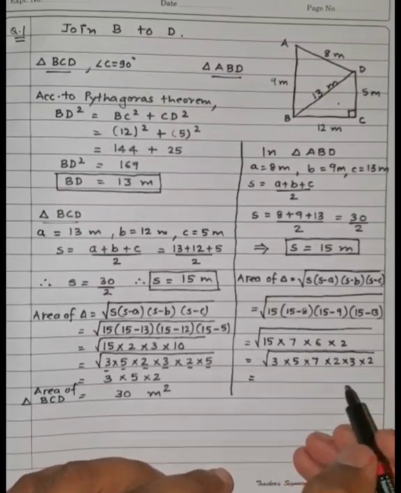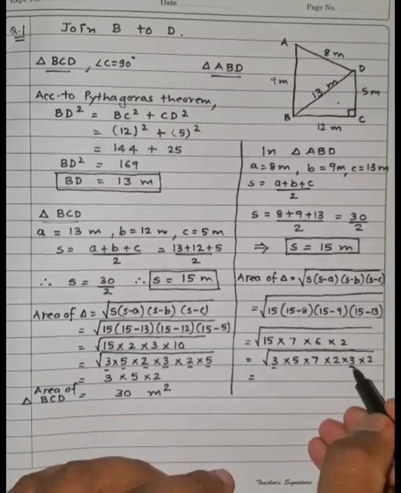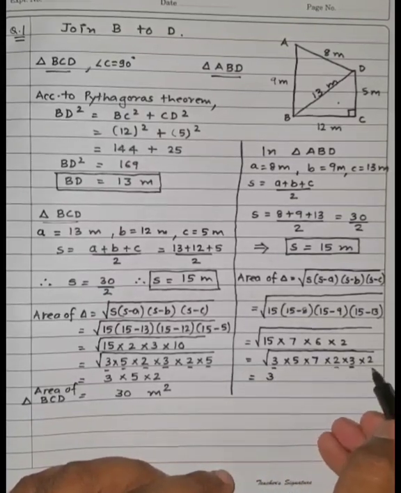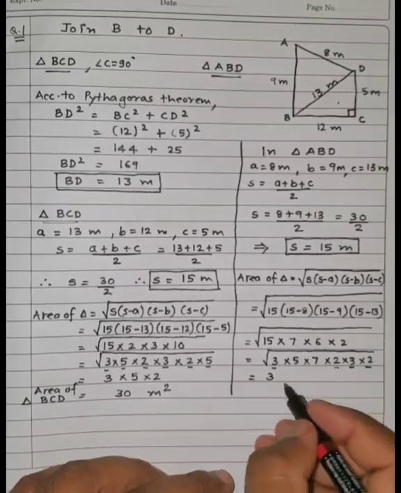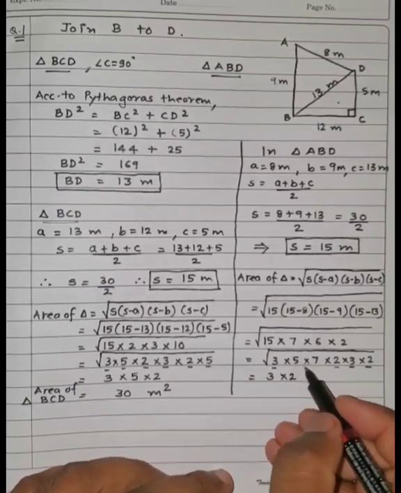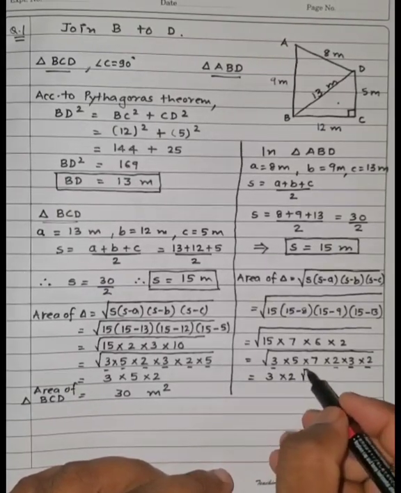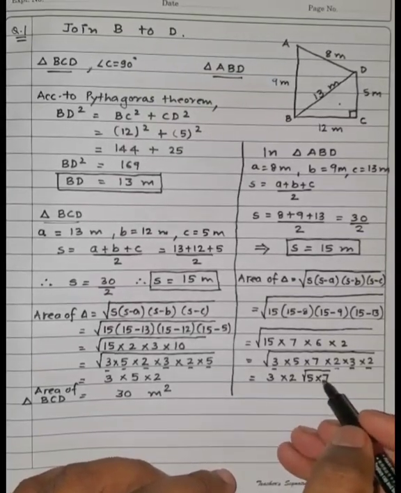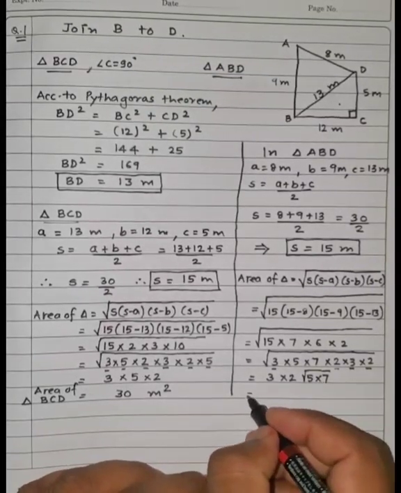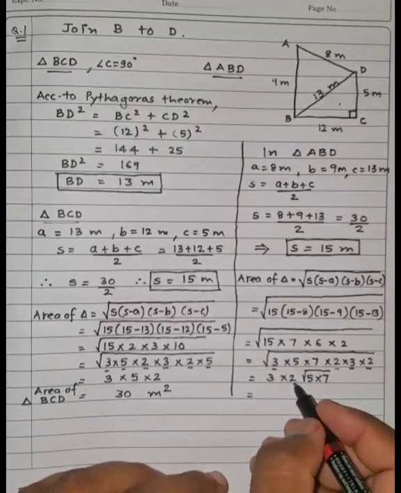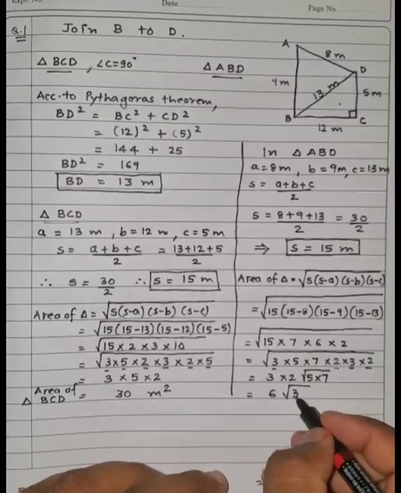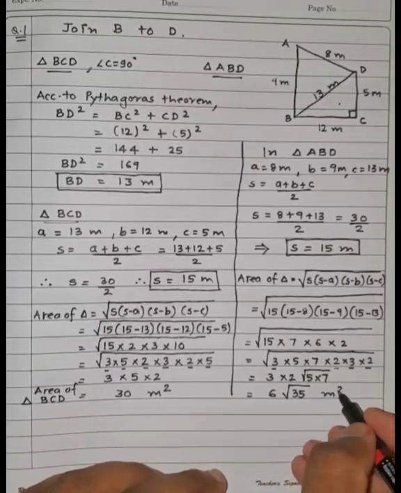Let me make the pairs. 3 forms a pair, so written once. 2 forms a pair, so written once. 5 and 7 do not form a pair, so they are written inside the root as 5 into 7. So the answer that I get over here is 3 twos are 6 under root 5 into 7, which is 35. So 6 root 35 meters square.